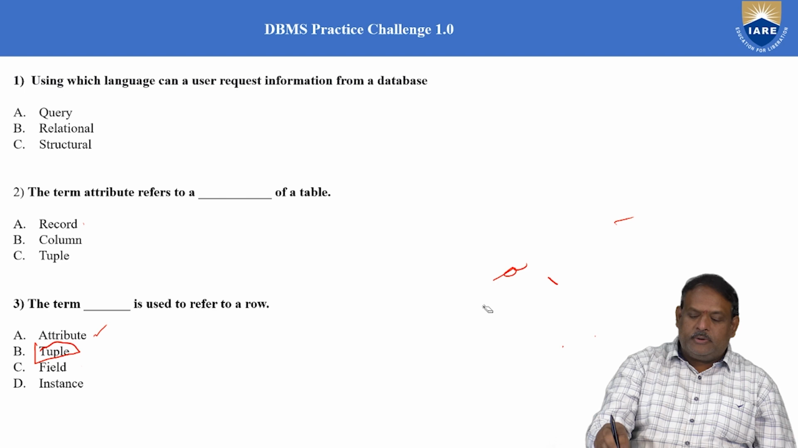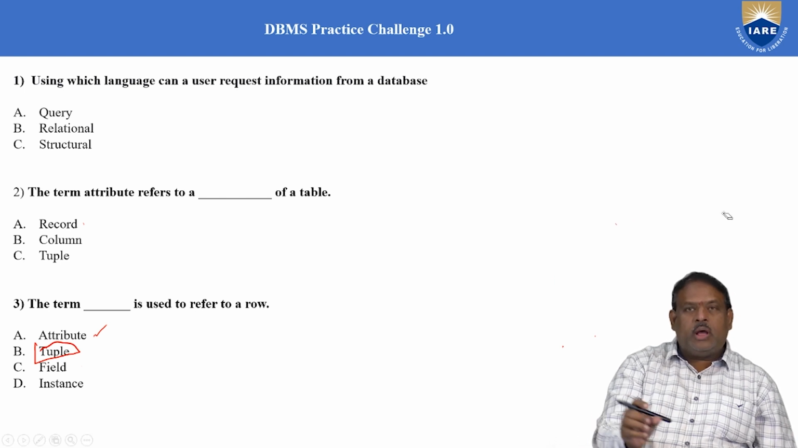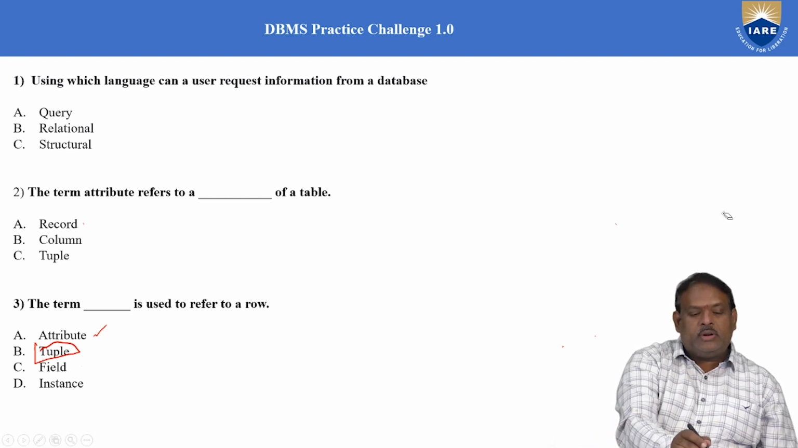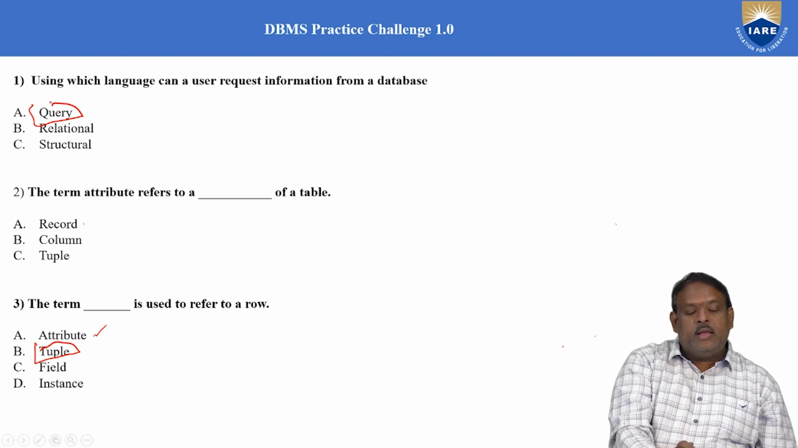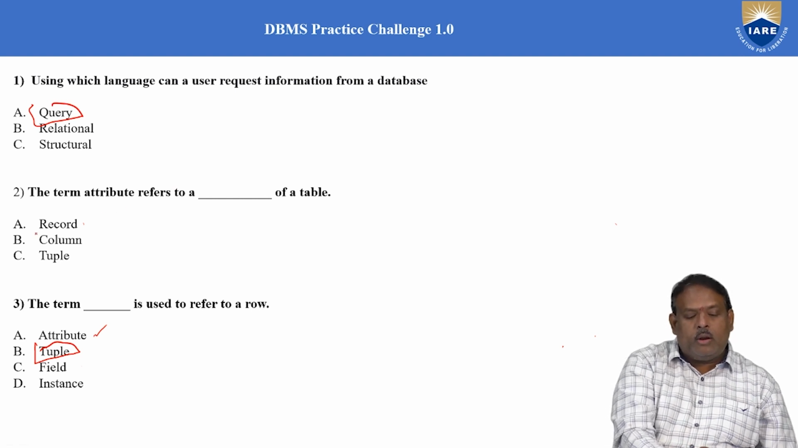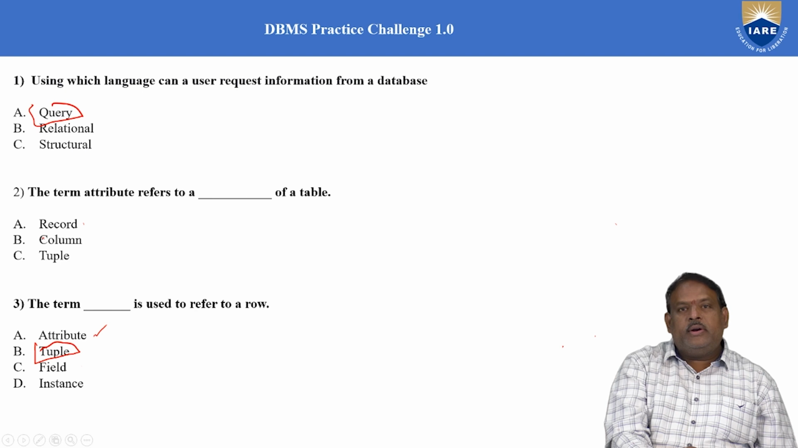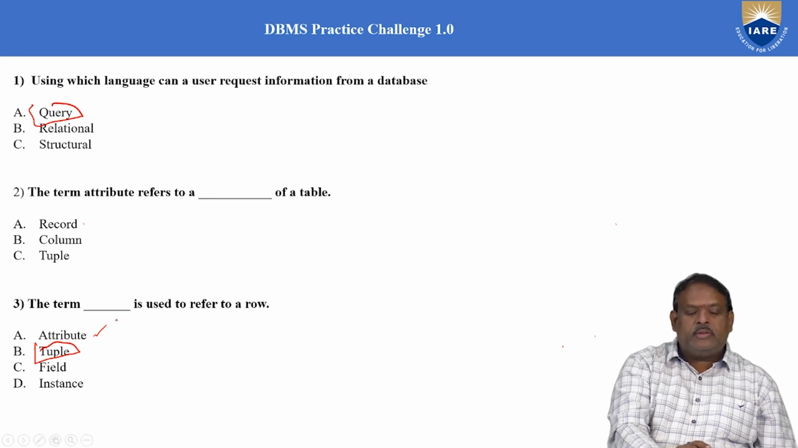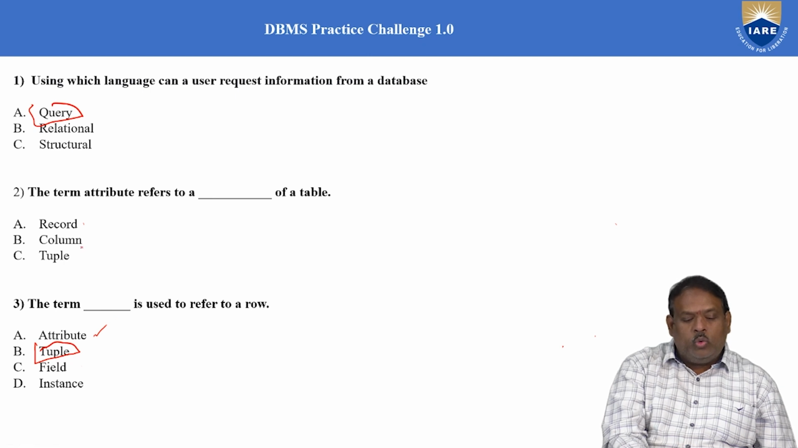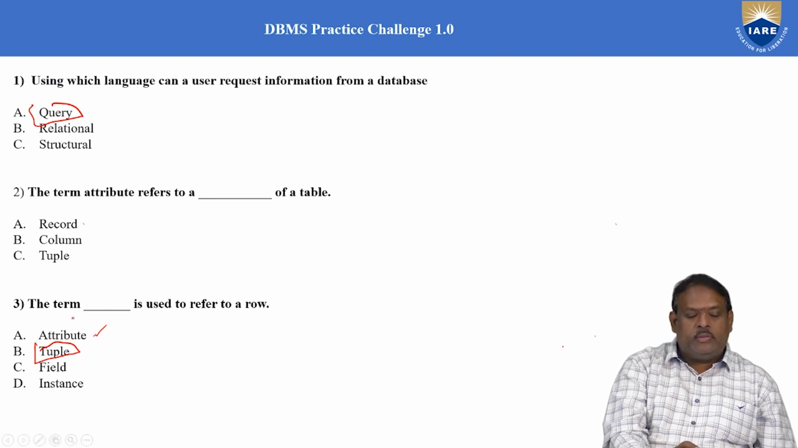Now we'll go to the next question. So the answers are, first question answer is A. For the second question, attribute means column property, column. Third, the term tuple is referred to row. So answers are 1A, 2B and 3B.